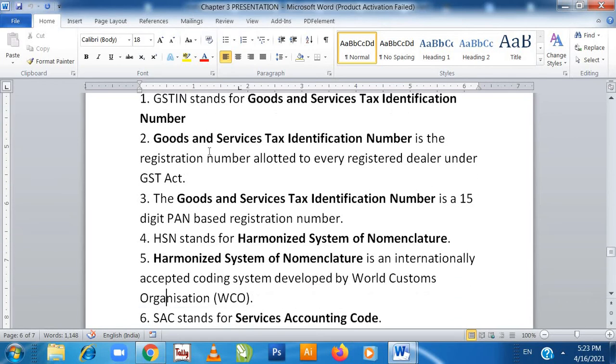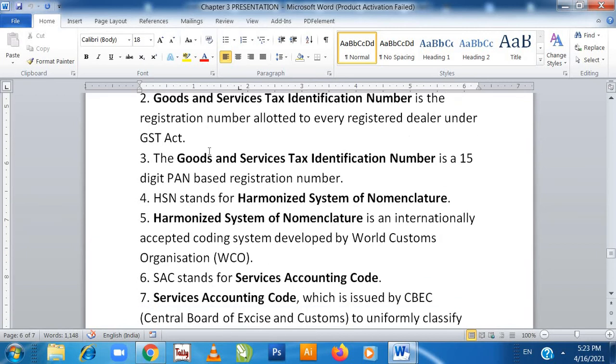Now HSN is one of the terms that has been given, that is known as Harmonized System of Nomenclature. Now what does it do? HSN number is the code that is internationally accepted and developed by World Customs Organization. So this HSN number throughout the world everyone has to adopt, because it is an accepted coding developed by World Customs Organization, that is WCO.